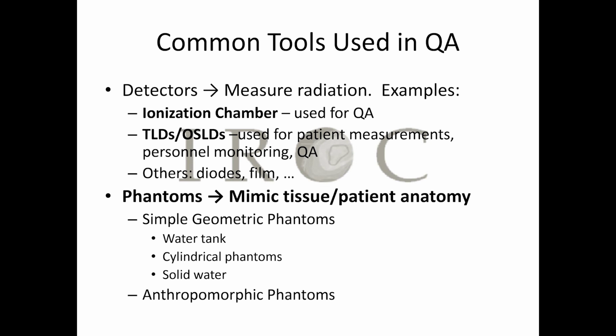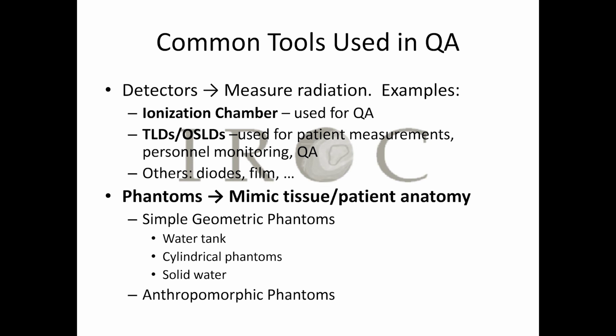I just wanted to run through common tools that are used in QA really fast. There's several detectors that we use. I just highlighted a couple that are very commonly used in this department. Ionization chambers are used for QA. TLDs and OSLDs, which I will describe a little bit more in the next slide, are used for patient measurements when we're actually doing the treatment delivery. There are many other detectors that we're not going to go into today.